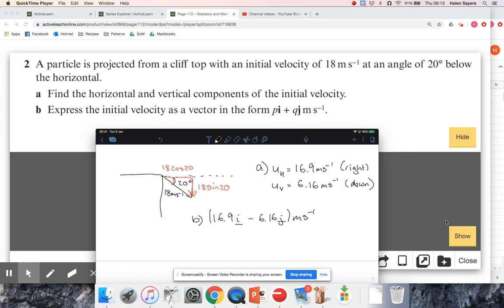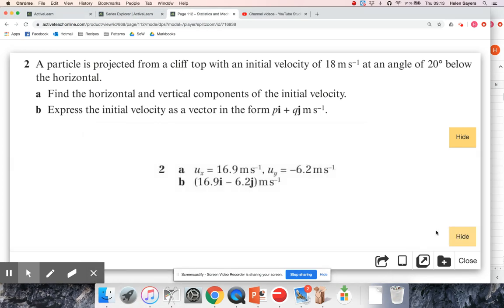Okay, so we'll just double check that. 16.9 and 6.2. Okay, so for some reason they shouldn't really have gone to 2 significant figures because we haven't used G, so we should really be rounding to 3 significant figures, I would say, for that.